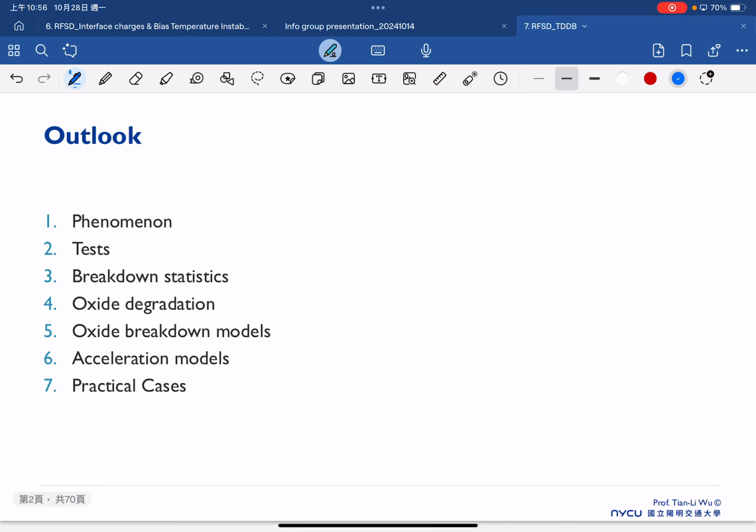Okay, so first of all, this is the outline. We'll talk about the phenomenon, we'll talk about tests, and then we'll start to talk about breakdown. And most important, it's statistical. That's why in the early lecture we spent the effort to understand statistics, because now we're going to use those statistics to analyze the TDDB case. The first is oxide degradation, and then we have the oxide breakdown model. Also, one important part is the acceleration model, because in the end we need to extrapolate the lifetime. The goal is always to know how long our device can survive, and whether this time is enough for our product or not.